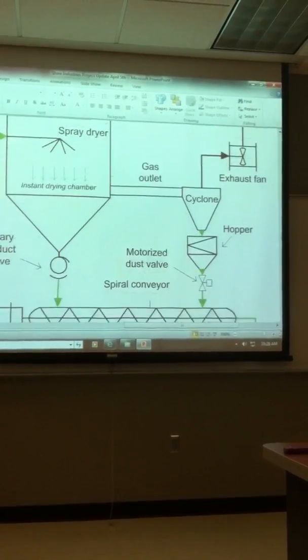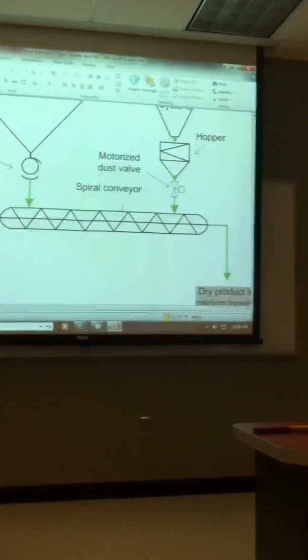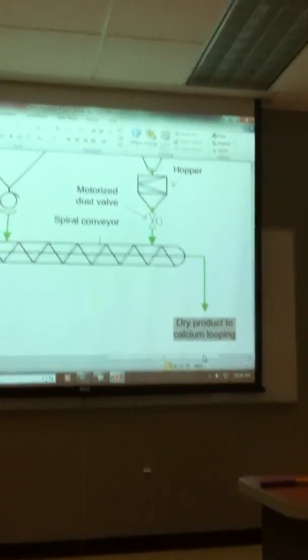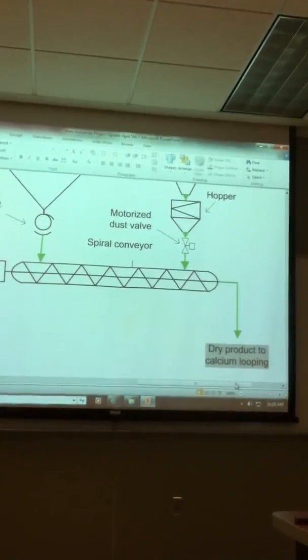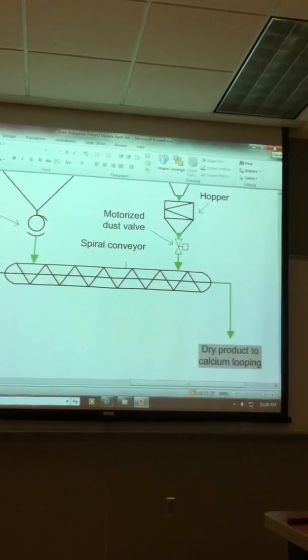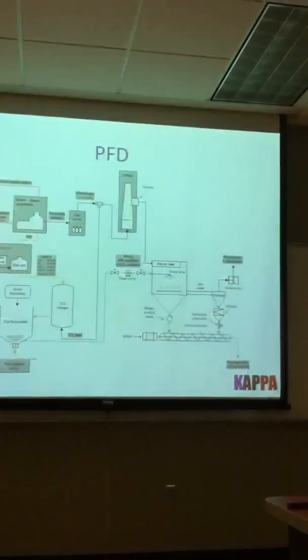This is how I'm drying the wet product that he gave me. That dried up stuff goes into calcium looping, which I will explain next week in more detail when I have really shiny pictures. And that, I think, is all that I have.